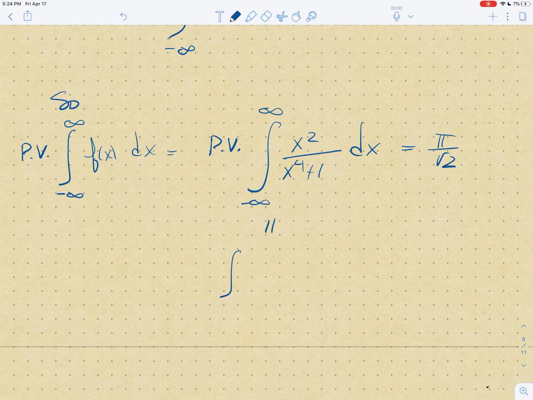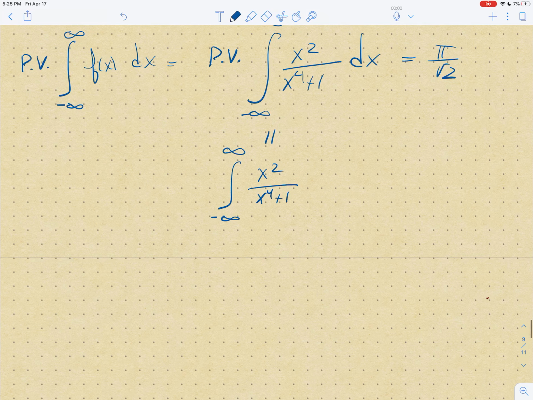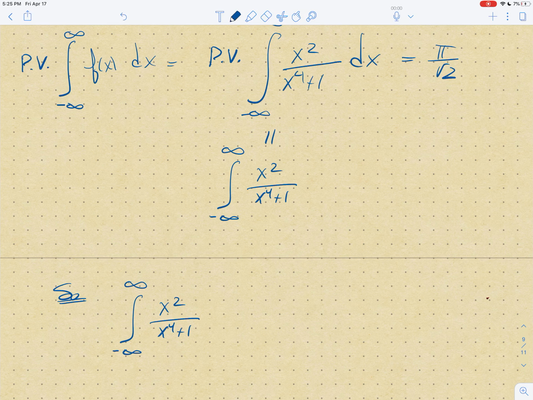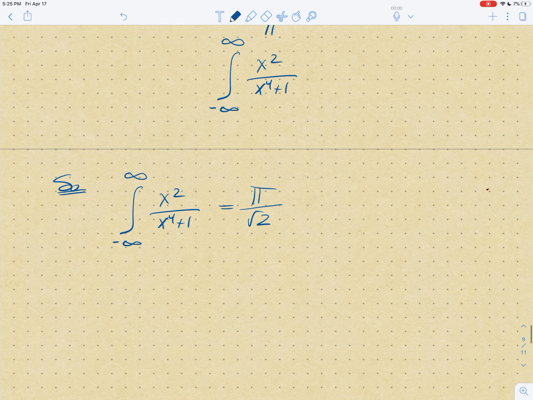But we know that that's equal to the improper integral from minus infinity to infinity of x squared over x to the 4th plus 1. So the moral of the story is, the full moral is that this improper integral of a real valued function is equal to pi over root 2.